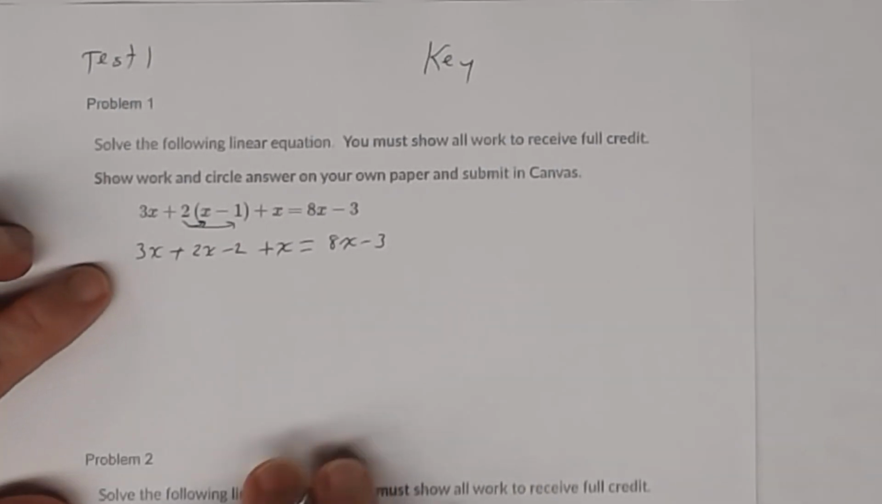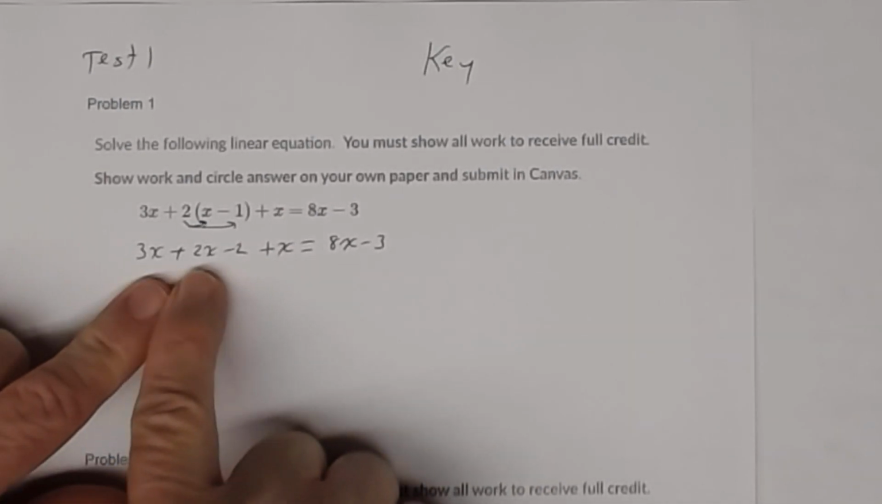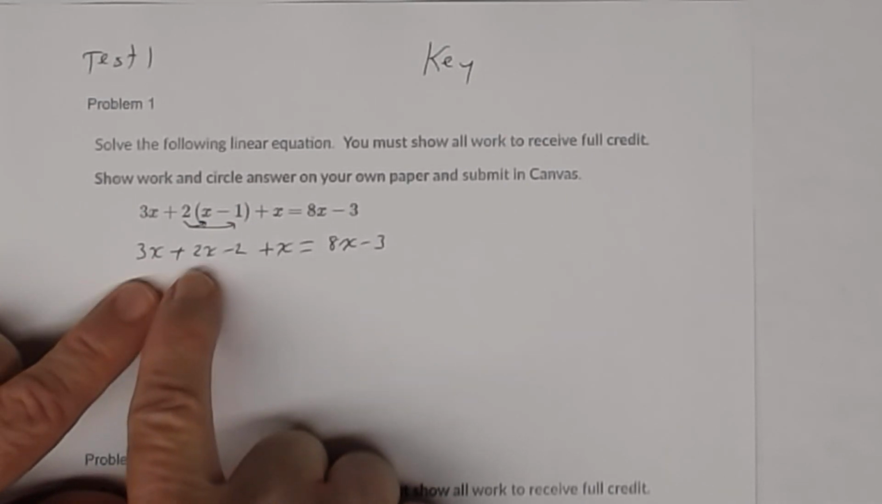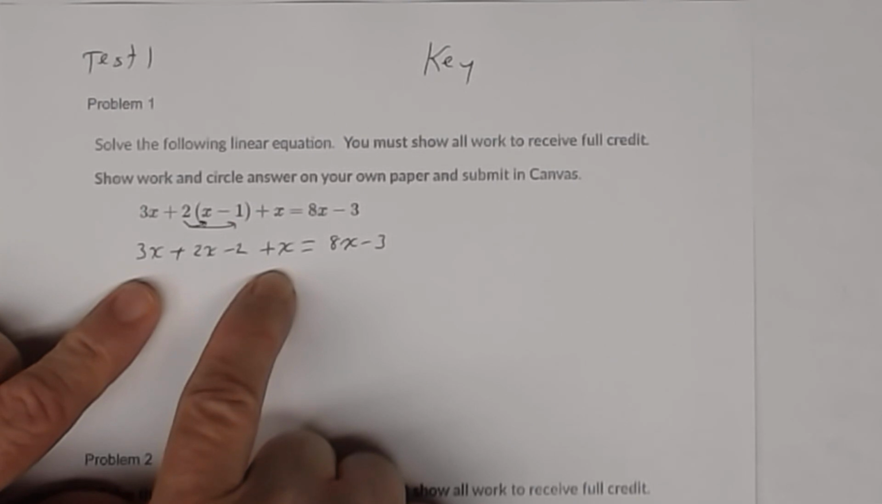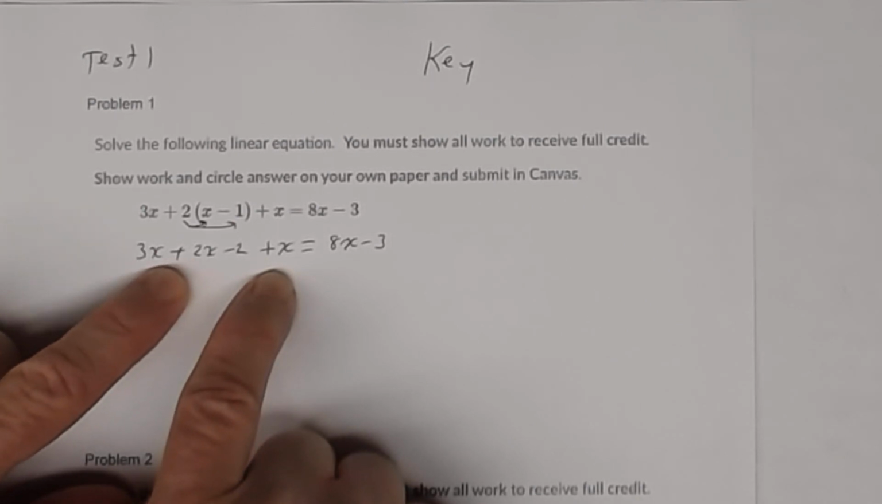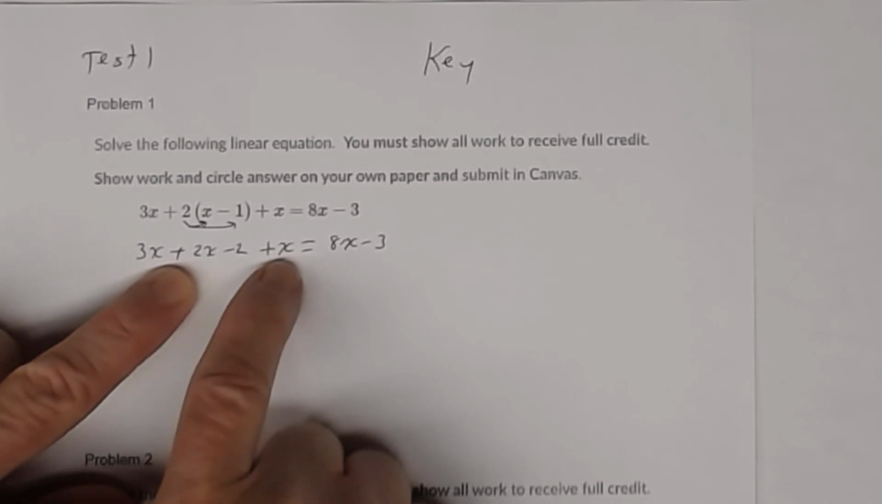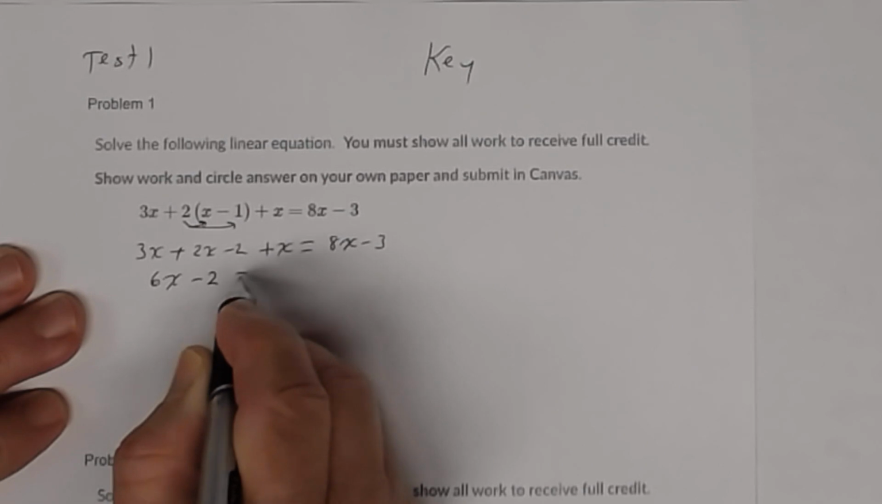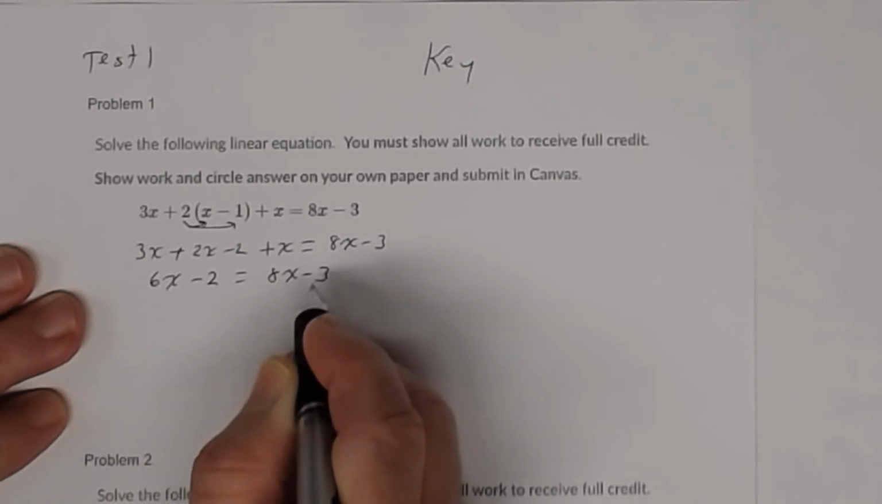All right, so then the next step is to notice that on the left side, I can combine like terms. So I have 3x, 2x, and x that are like terms. So 3x plus 2x is 5x, and then 5x plus this 1x is 6x. So I get 6x minus 2 equals 8x minus 3.